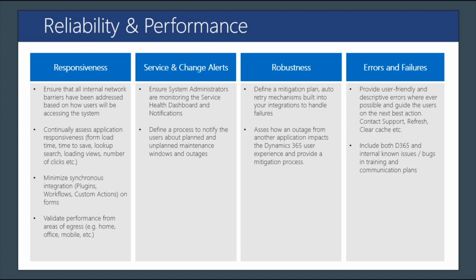In terms of reliability and performance for adoption, one of the key things is, of course, system responsiveness. So you want to make sure that from a system perspective, you've taken care of any internal network barriers that may impact how the users access the system. They could be accessing it from home. They could be accessing it, again, from their mobile device, or they could be accessing it from a laptop. They could be accessing it from customer locations, or they could be accessing it internally.